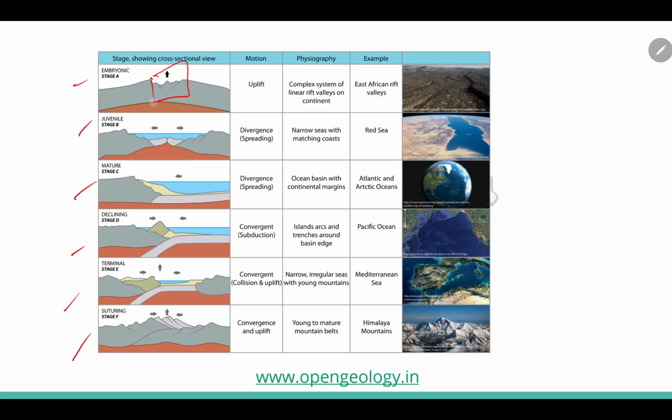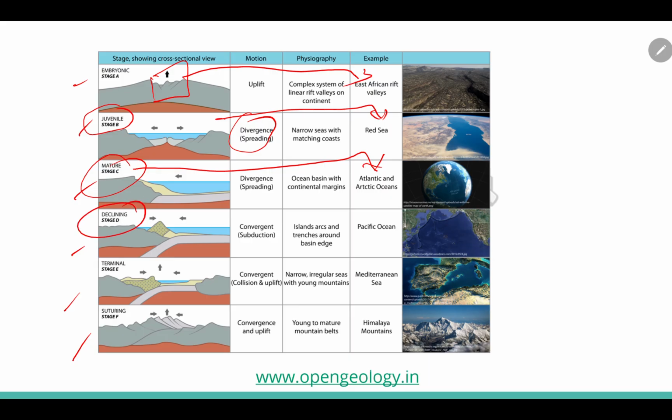First is the rifting stage, where the continent starts breaking. The modern-day example is the East African Rift Valley. Then we have the juvenile stage, where divergence is happening, like the Red Sea. Then you have the matured stage, where divergence has happened to a limit that it is a great ocean. The example is the Atlantic Ocean.